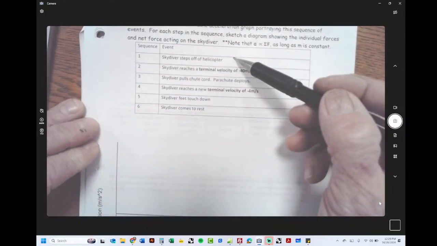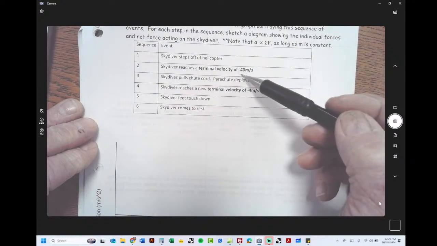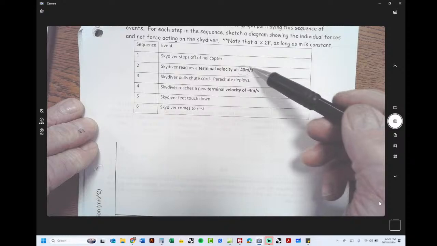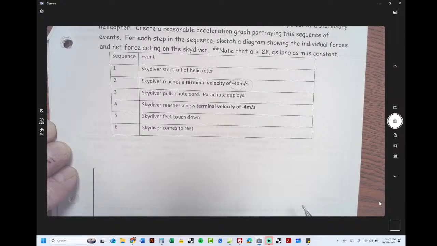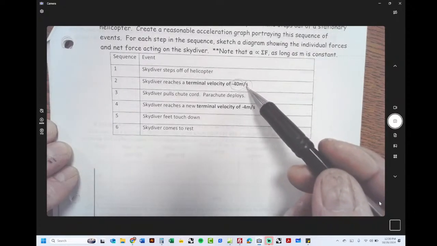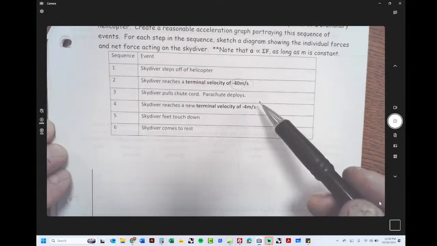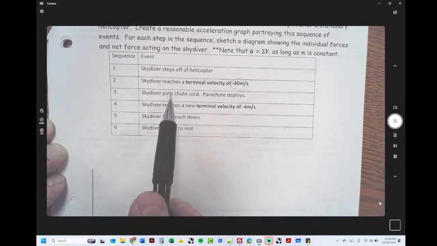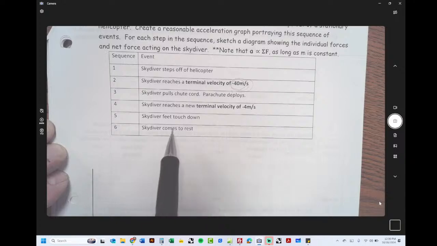Okay. So skydiver steps out of a helicopter. Skydiver reaches terminal velocity, negative 40 meters per second. How many miles per hour is that? 2.24. That's about 90 miles per hour. That's not as fast as the 120 miles per hour. I don't know. They're fluffy, I guess. And then the skydiver pulls the chute cord, the parachute deploys, and they reach a new terminal velocity. Then their feet touch the ground, and they come to rest.